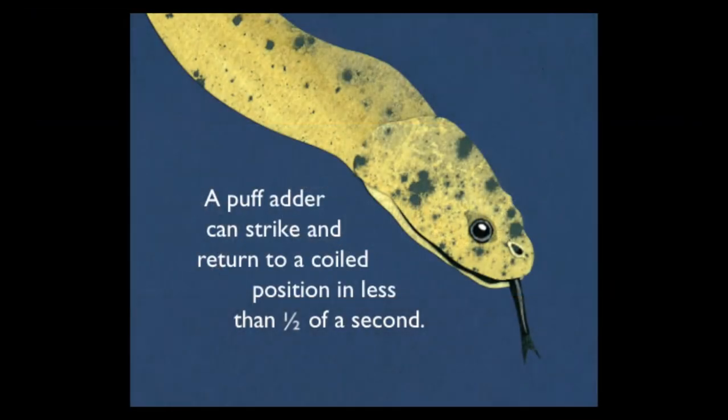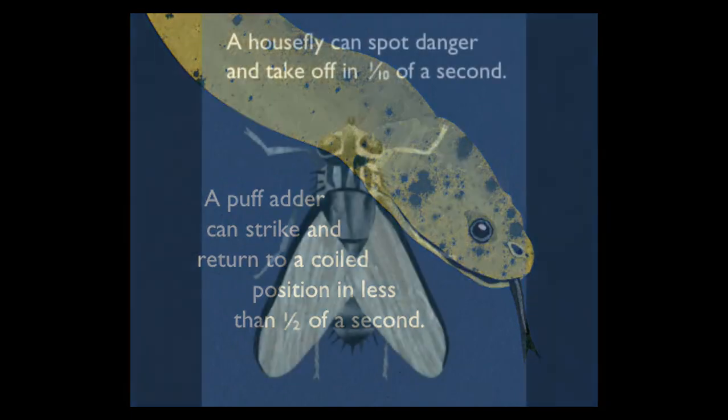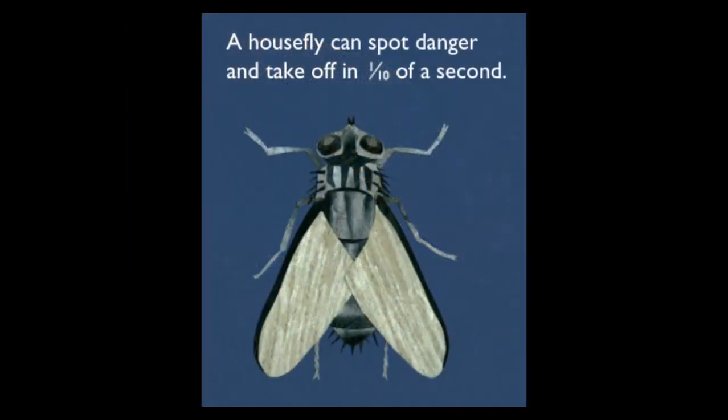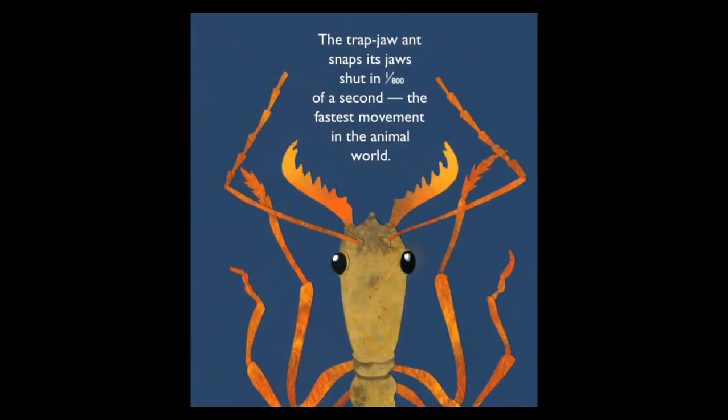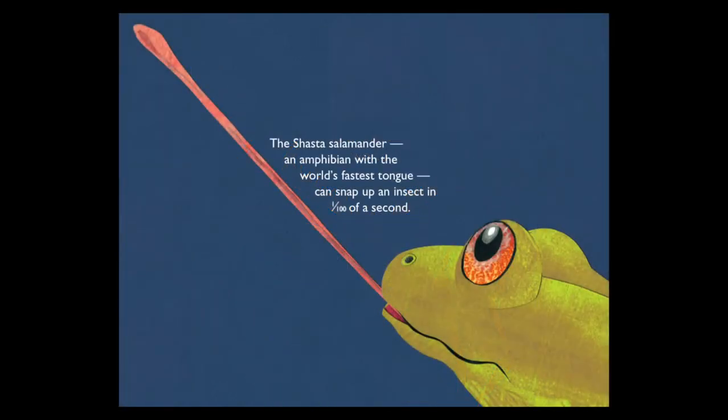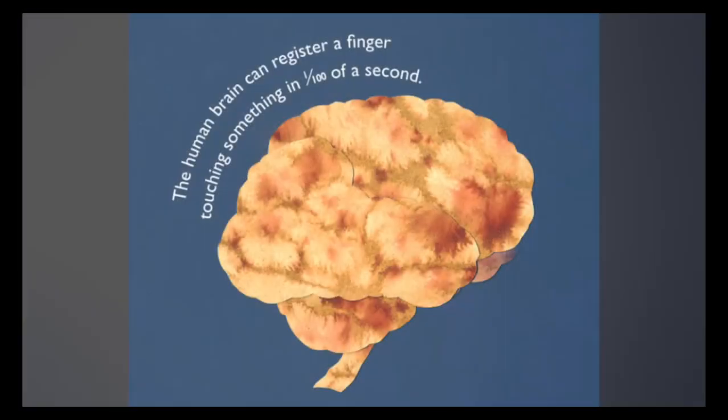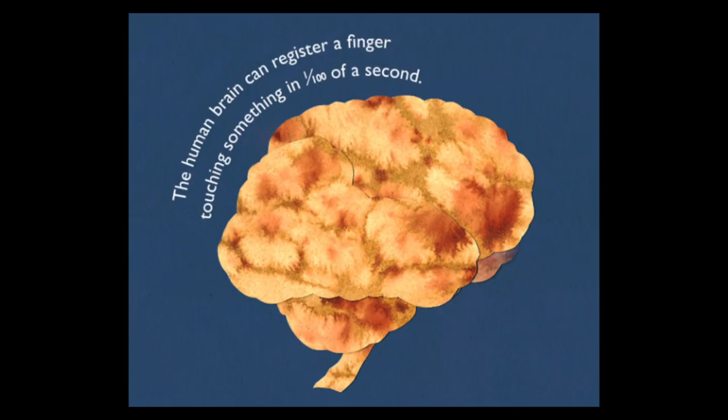A puff adder can strike and return to a coil position in less than 1/2 of a second. A housefly can spot danger and take off in 1/10 of a second. The trapjaw ant snaps its jaws shut in 1/800th of a second, the fastest movement in the animal world. The Shasta salamander, an amphibian with the world's fastest tongue, can snap up an insect in 1/100th of a second. The human brain can register a finger touching something in 1/100th of a second.